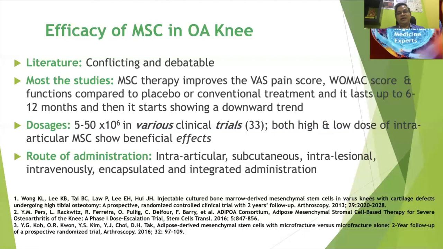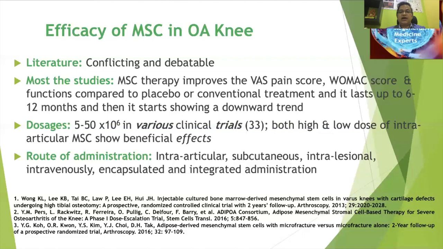How many stem cells should be injected? The literature gives a variable dose range from 5 to 50 million, up to 1 billion cells. Some studies have divided it into low dose, moderate dose and high dose. Low dose is usually 2 to 5 million cells, 5 to 15 million is moderate, and 50 million or 1 billion cells is high dose. Many of them have shown that even the low dose is as beneficial as the high dose, but the effect lasts longer when you give a high dose.